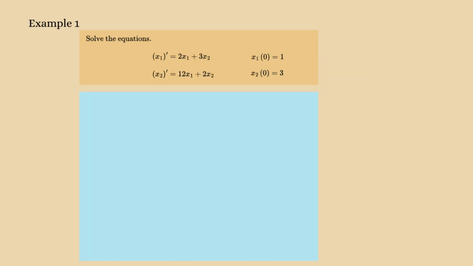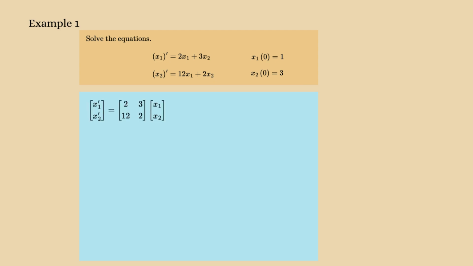Here is example 1. Given the system of equations x1 prime equals 2x1 plus 3x2, x2 prime equals 12x1 plus 2x2, and given initial conditions x1 of 0 equals 1, x2 of 0 equals 3, our task is to solve this system of equations and get the solutions x1 of t and x2 of t.